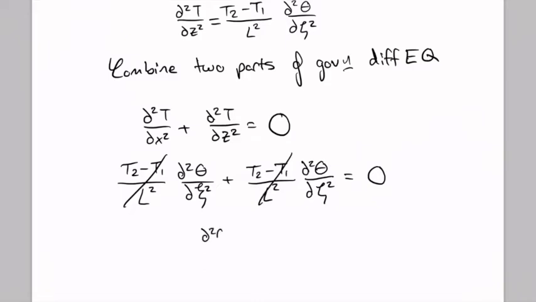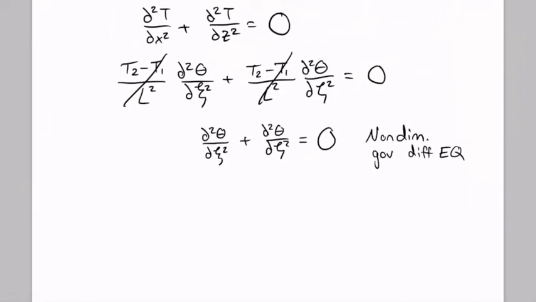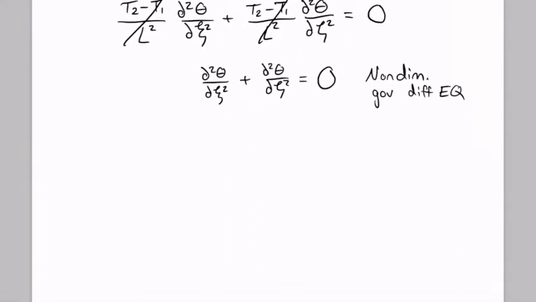So our governing differential equation is just d squared theta, d c squared, plus d squared theta, d zeta squared. And that's our non-dimensional governing differential equation. We've gotten this far, so our next step is to non-dimensionalize the boundary conditions.